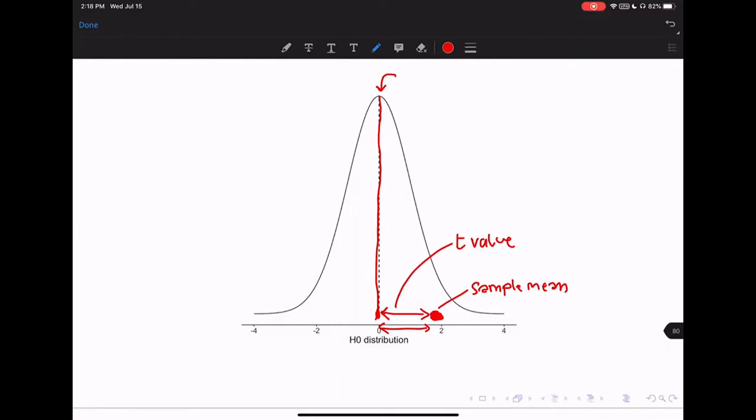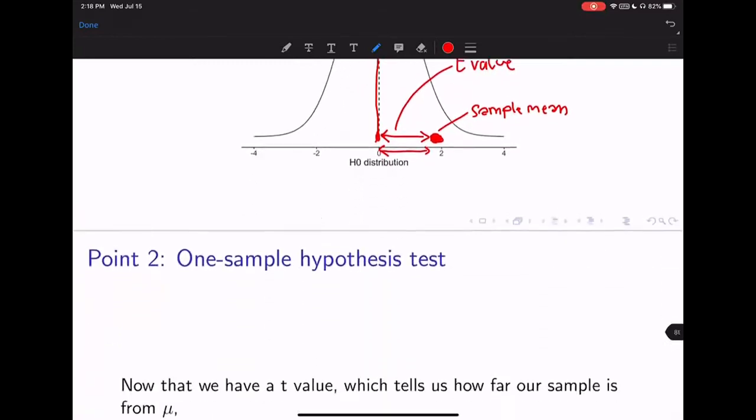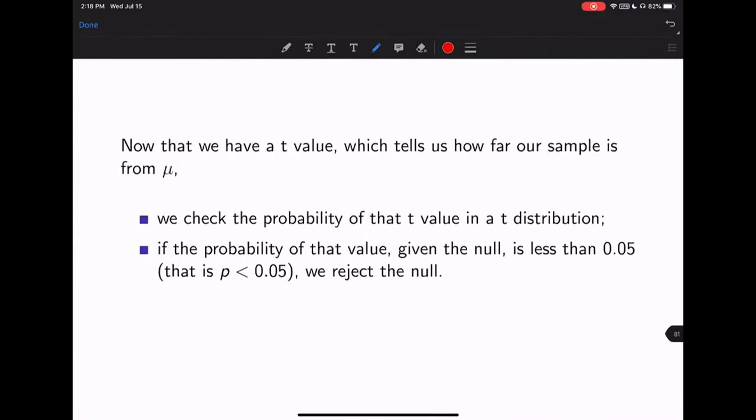All right, so we construct this model. That's the first step, right? The null model, the null hypothesis distribution. And then we measure the distance. We use what is called a t-statistic. We measure it and we get the t-value. The next step again happens behind the scenes. SPSS or MATLAB or whatever program you use, they all do it for us, right? After we get the t-value, what we do next is we check the probability of that t-value in a t-distribution.